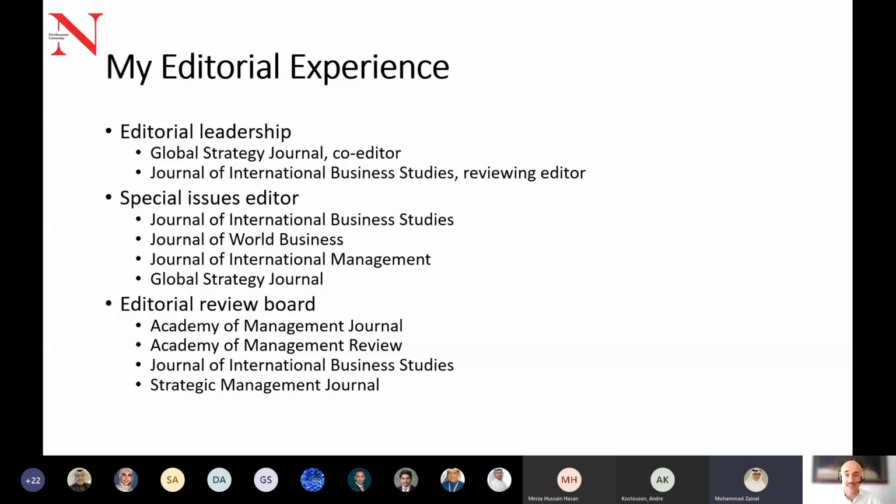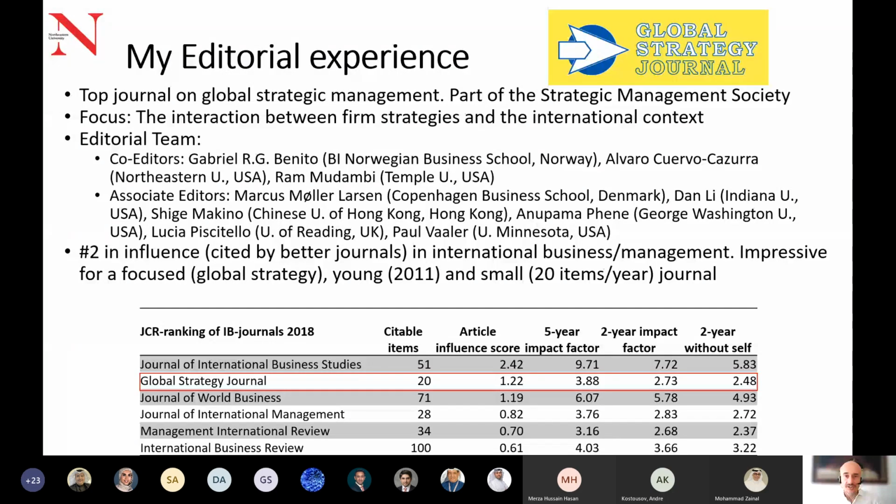More specifically, a little bit of a Global Strategy Journal, so that you understand some of the comments I'm going to be making later on. The journal is part of the SMS, and as such, it's complementary to a Strategic Management Journal, which is the flagship journal here, and the Strategic Entrepreneurship Journal. Those 2 are in the FT50. GSJ is a much younger journal, but nevertheless, it works very well.